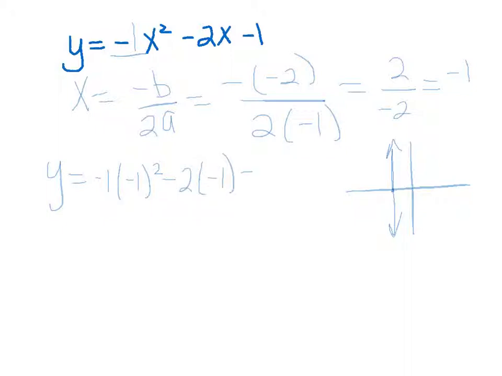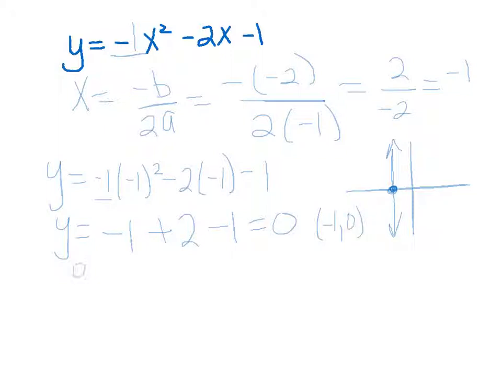Being really careful with all these signs. So y equals negative 1 squared, which is positive 1. Positive 1 times negative 1 is negative 1. Negative 2 times negative 1 is positive 2. And then minus 1. So negative 1 plus 2 is 1. 1 minus 1 is 0. So here is our vertex point at negative 1, 0.